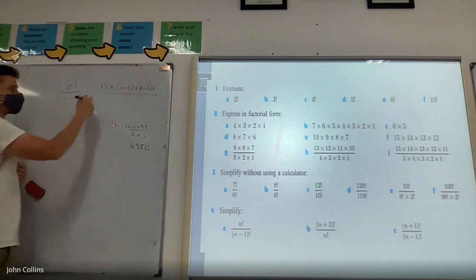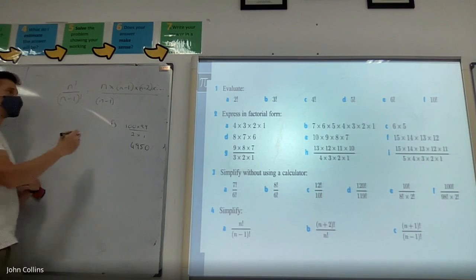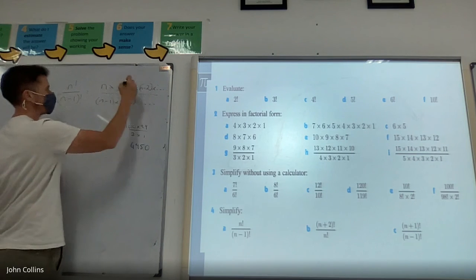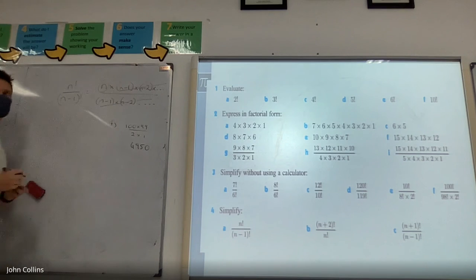n minus 1 factorial starts at n minus 1, and you take 1 away from that, so it's n minus 2, all the way down. But everything here cancels with everything there, and we're left with n. n is the answer. All right, do the other 2 now.